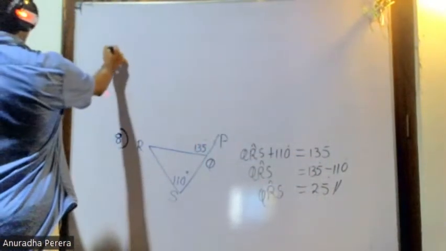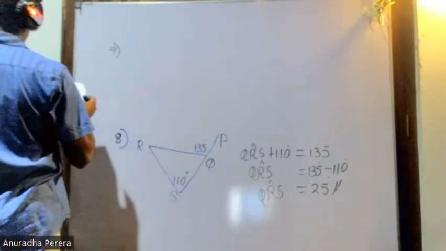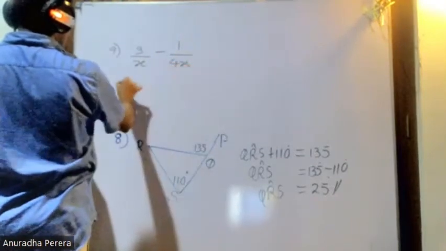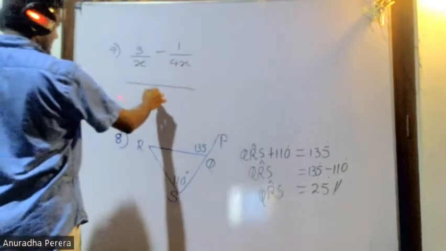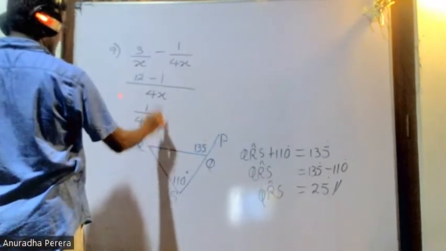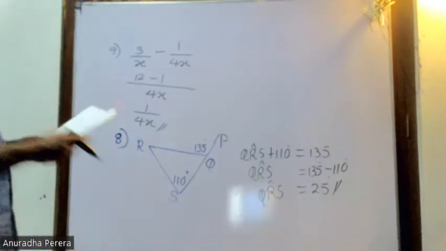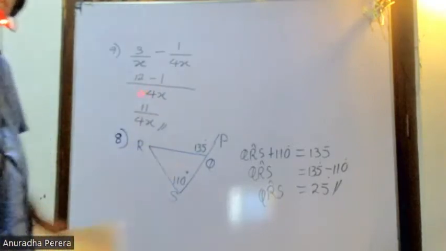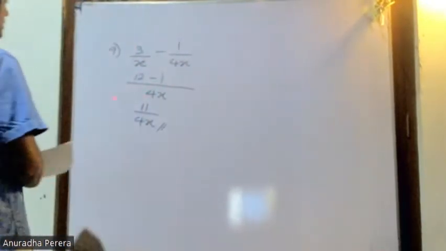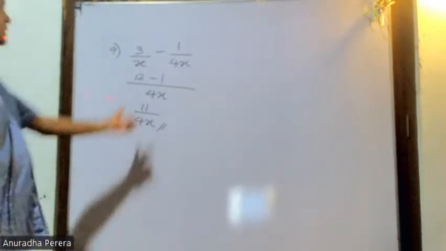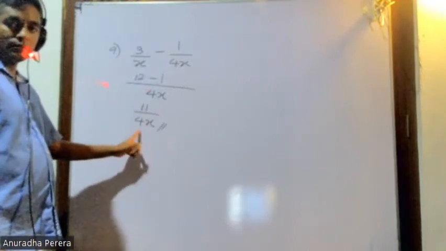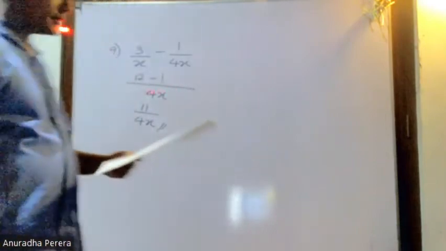Question number 9. Simplify 3 over x plus 1 over 4x. What is the LCM? It is 4x. Divide 4x by x, 4, 4 into 3, 12. 4x by 4x, 1 into 1, 1. The answer is 11 over 4x. Have you got it? Yes, sir.